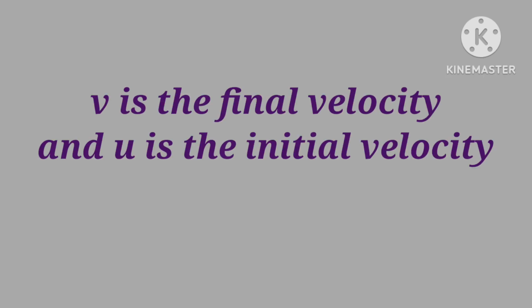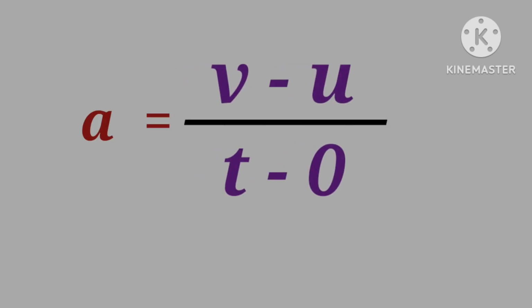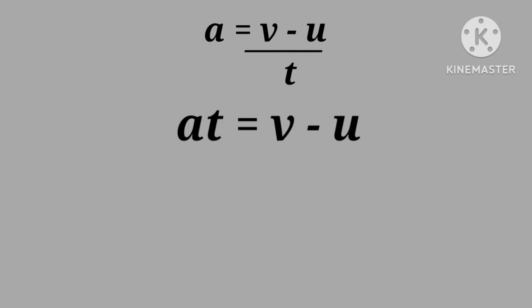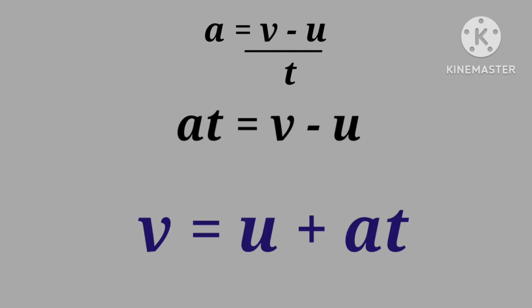As v is the final velocity and u is the initial velocity, a is equal to v minus u divided by t minus 0. Here, 0 is the initial time, or we can say the object is at rest. Now, at is equal to v minus u, and from this equation we can say that v is equal to u plus at. This equation is the velocity-time relation, which gives the velocity of an object at any time t when moving with initial velocity u and uniform acceleration a.